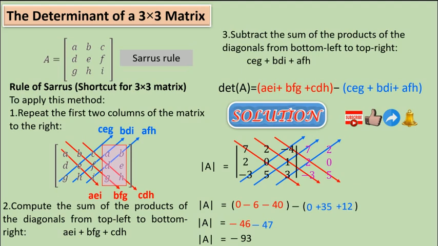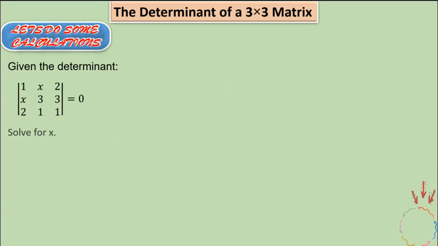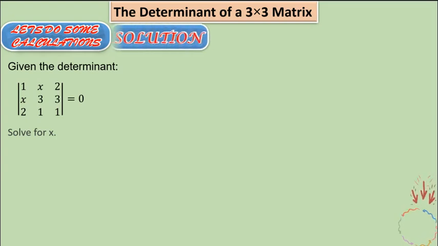Let's move to the next slide and see what we are going to do. Given that the determinant is equal to 0, solve for x. You can use any of the methods. I will be very fast because of time. I wanted the video to end in less than 30 minutes, and we are now over 30 minutes.